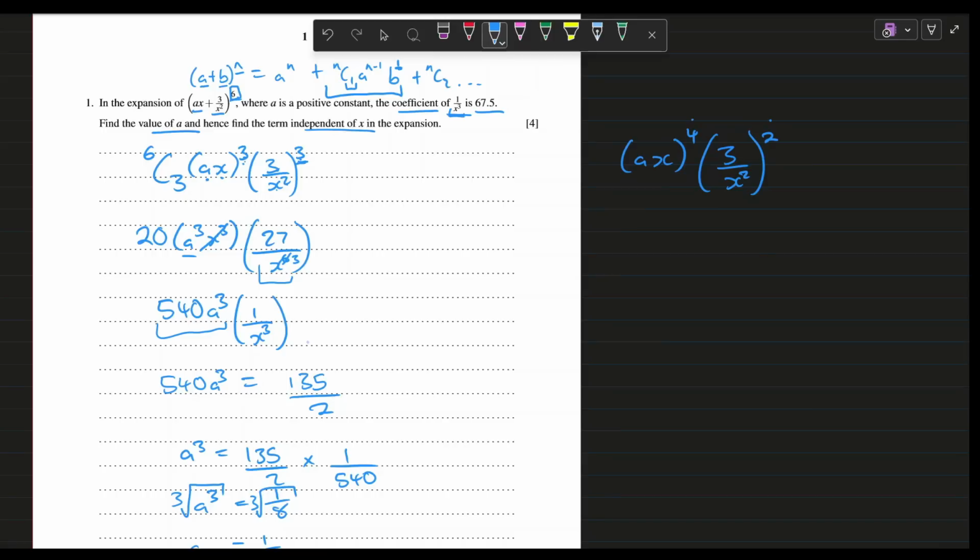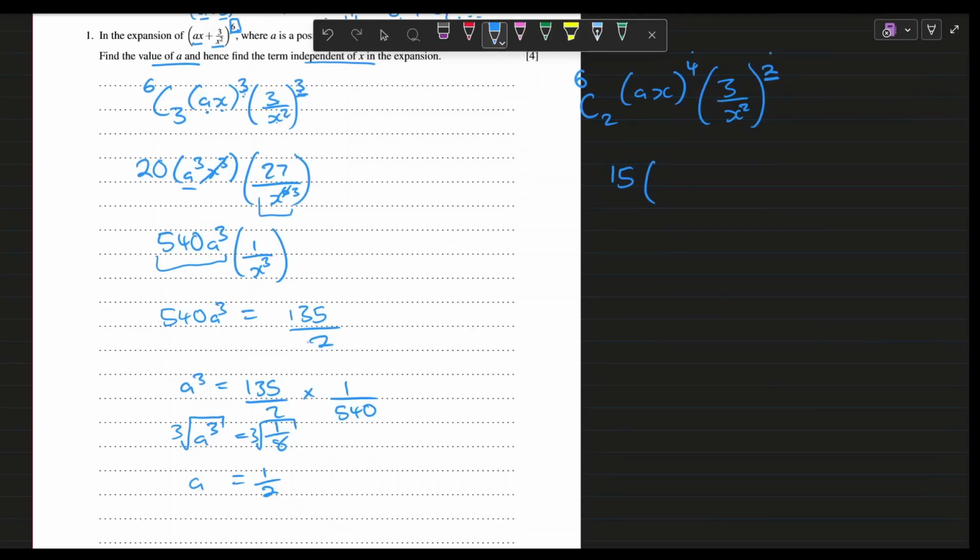Alright, and so this becomes n choose r, so 6 choose, the r is always going to be the power on b, so 6 choose 2. 6 choose 2 is 15, and then we've got a here. Since we have evaluated a, I'll stop writing it as a, but as 1/2.